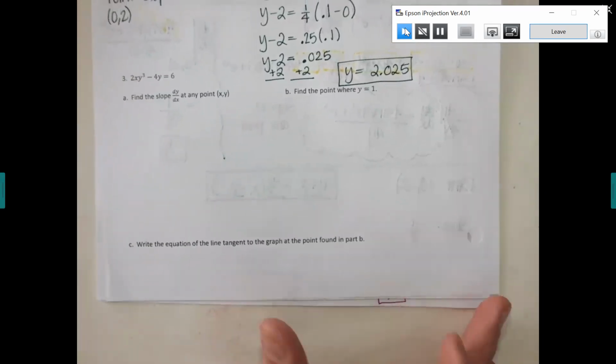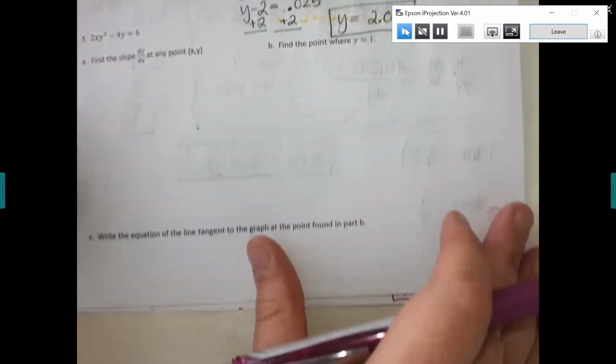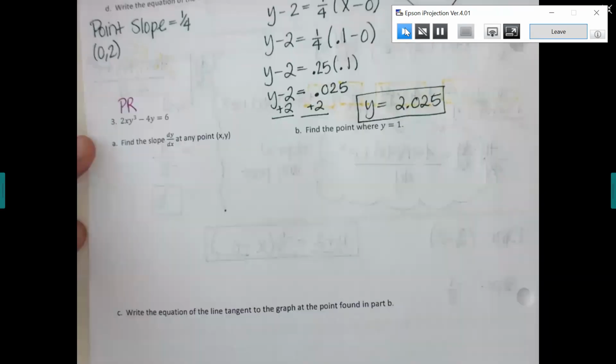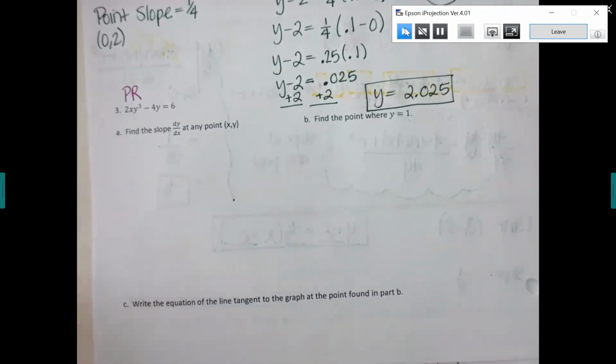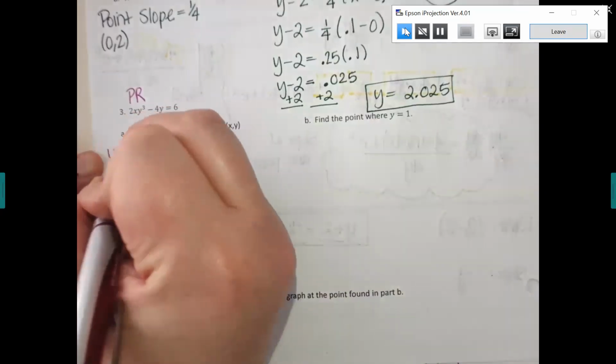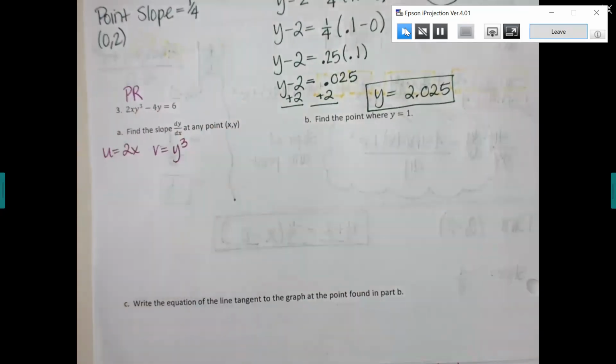Okay, number 3. Look at the first term. Do you see that it has X's and Y's mixed in together? You need to use product rule anytime that happens. So for this first term, I'm going to put PR for product rule. The reason product rule is required is because it's not just 3y squared or 2x cubed. It's X's and Y's together. So for product rule, your u is going to be the 2x piece. Your v is going to be the y cubed piece.